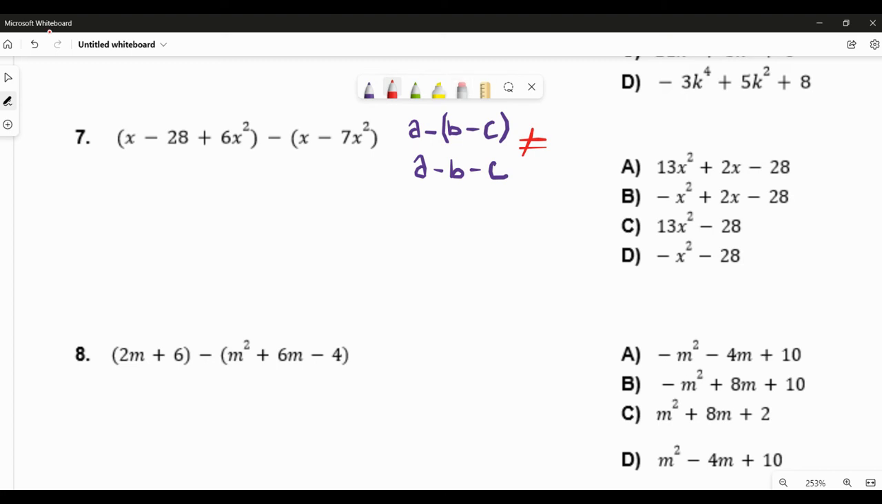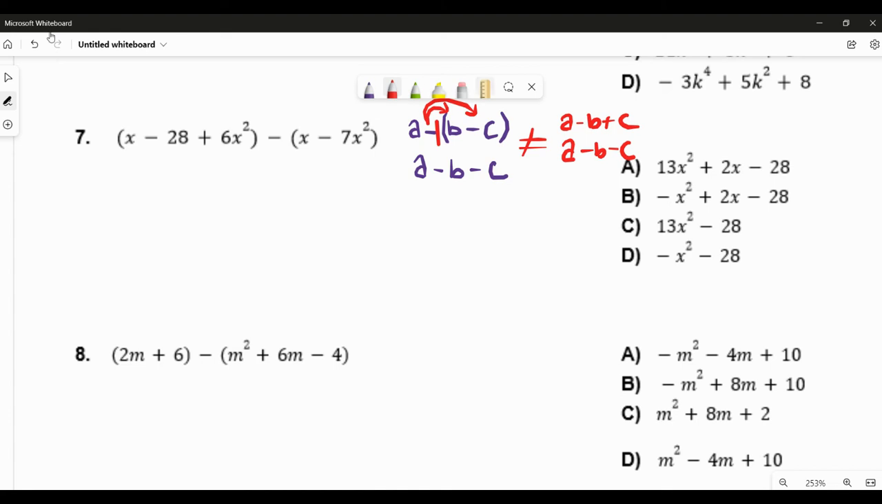And this is the reason why. When I have a negative sign outside of a parentheses, what I really have here is a -1. And you'll notice it's right next to the parentheses. This is going to force me to distribute that -1 inside, which, if I do that here, is going to give me A minus B plus C. And that certainly is not equal to A minus B minus C.